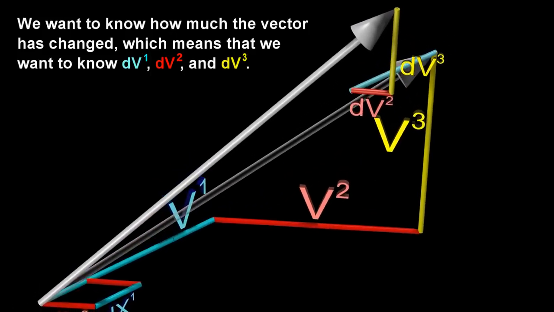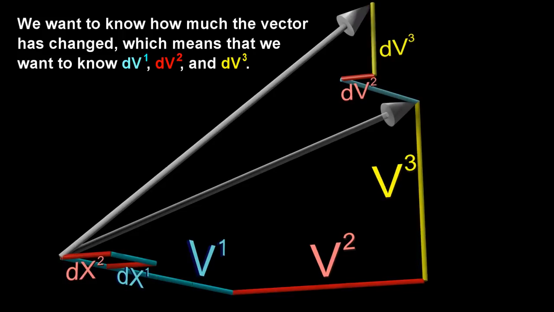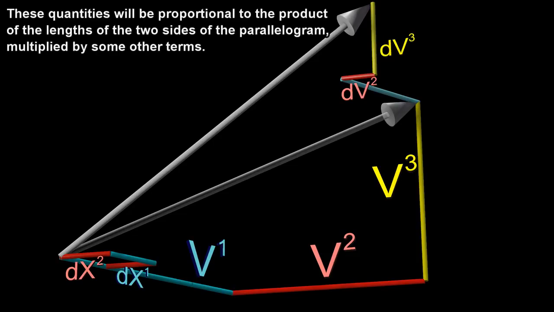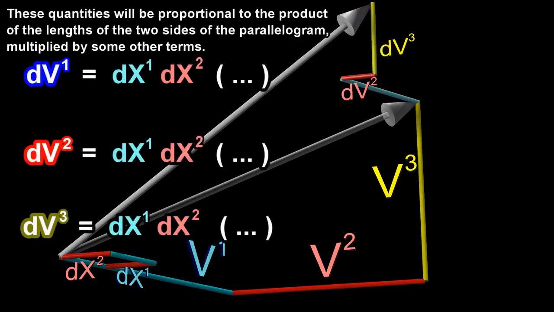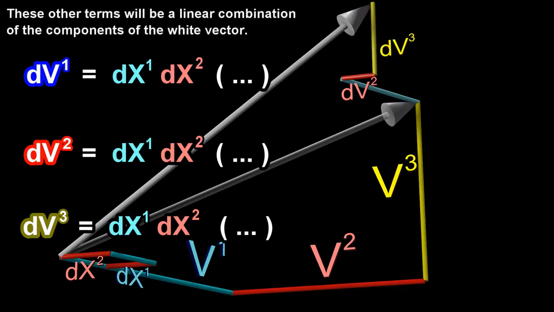We want to know how much the vector has changed, which means that we want to know dv1, dv2, and dv3. These quantities will be proportional to the product of the lengths of the 2 sides of the parallelogram, multiplied by some other terms. These other terms will be a linear combination of the components of the white vector.